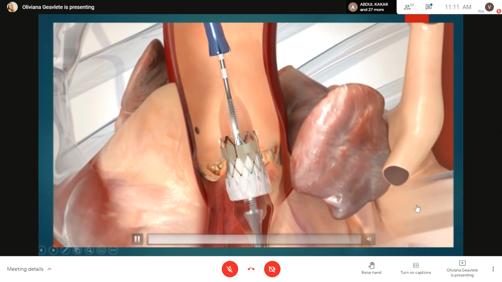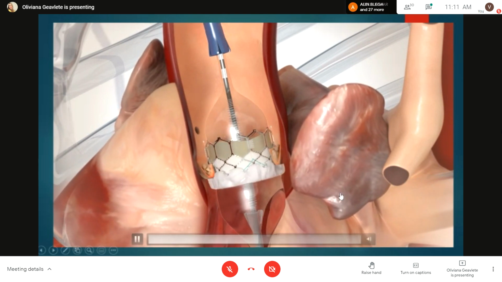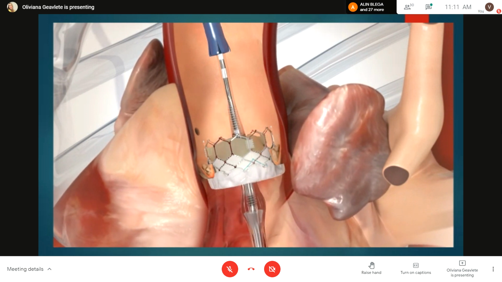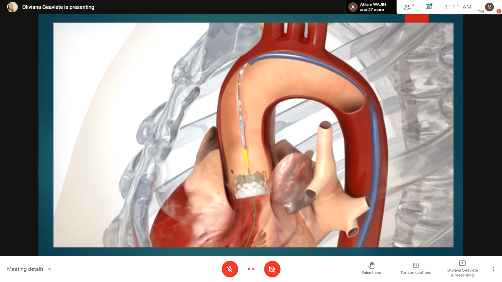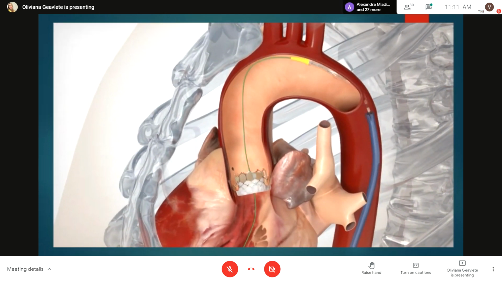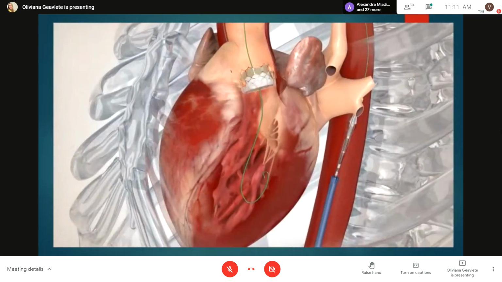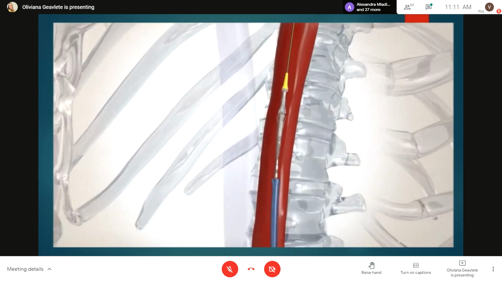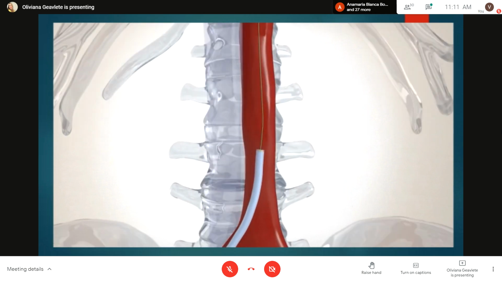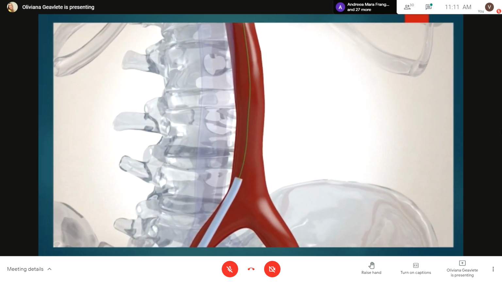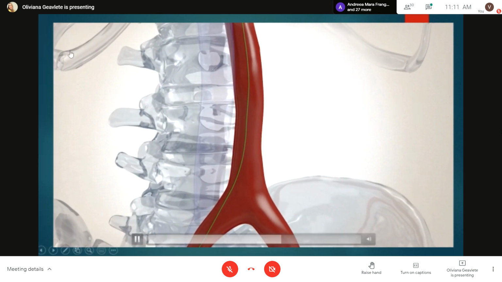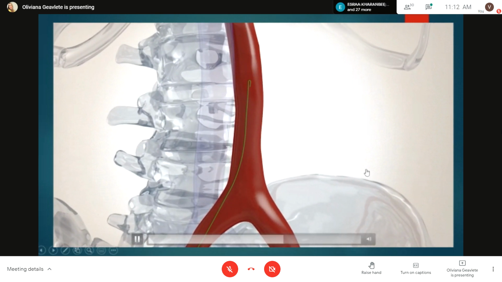And then rapid pacing for the heart to stay still, rapid pacing with 180, and then the deployment of the biological valve without removing the older one, without doing anything else. And then you should dilate with the balloon, but this is the intervention.